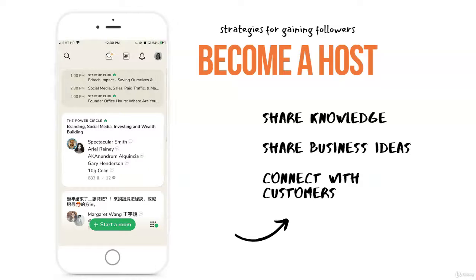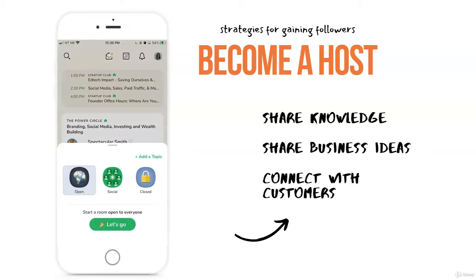At the bottom center of your screen, you would just click Start a Room. You have three options. It can be either an open, social, or closed room. If it's a closed room, then you would just start a room with people you choose, either your friends or your coworkers. A social room only includes people that you follow. So if you have a smaller following, you would only have those people in that room.